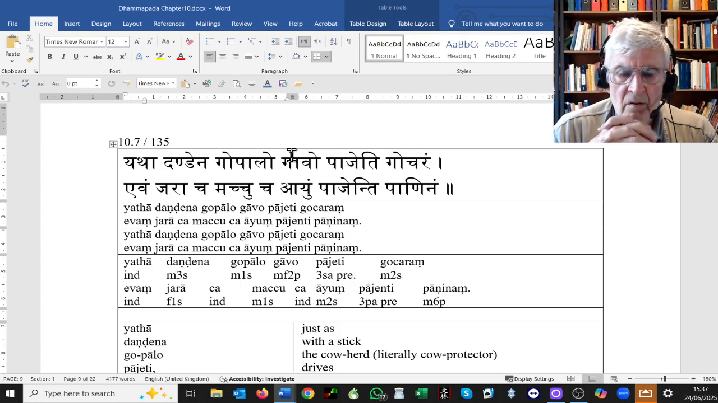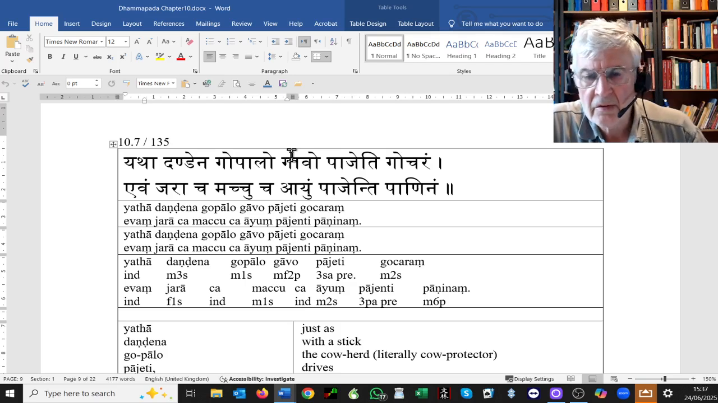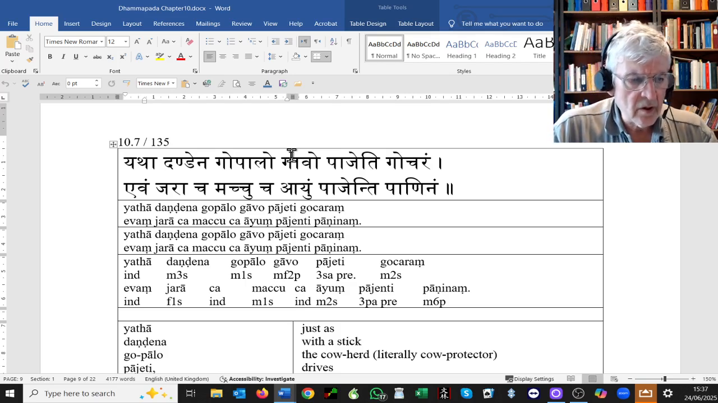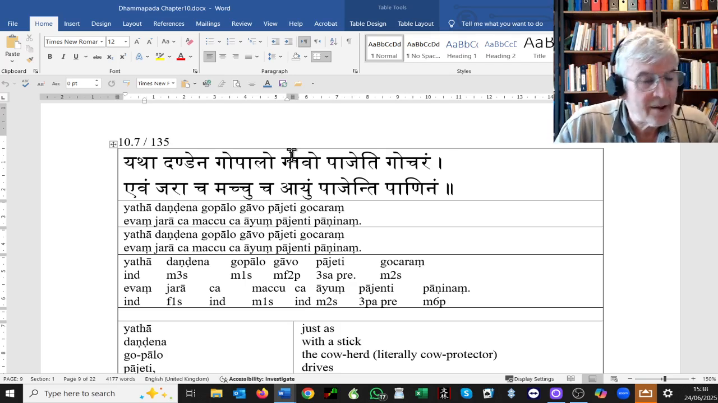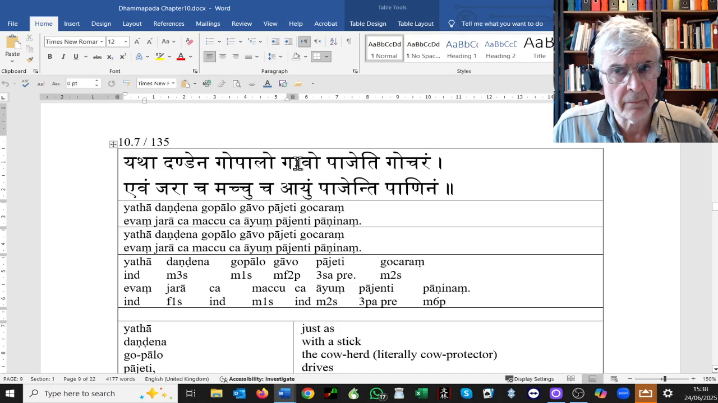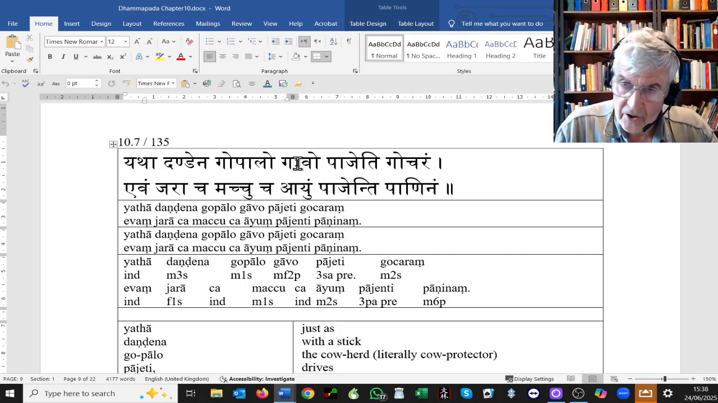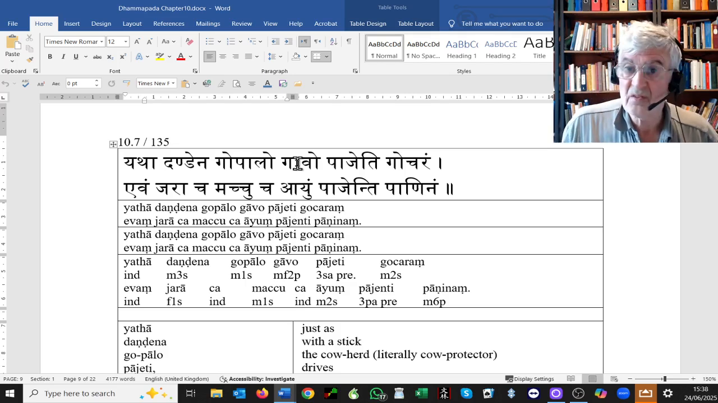Gocharam. So the root char, a well-known root, meaning to move or to go. There are several verbs meaning to go. This is one of them. So the gochara is the cow going, the place where the cow likes to go to, or the place where she can go about in. So it means a pasture. It also means generally, by extension, one's sphere of action.